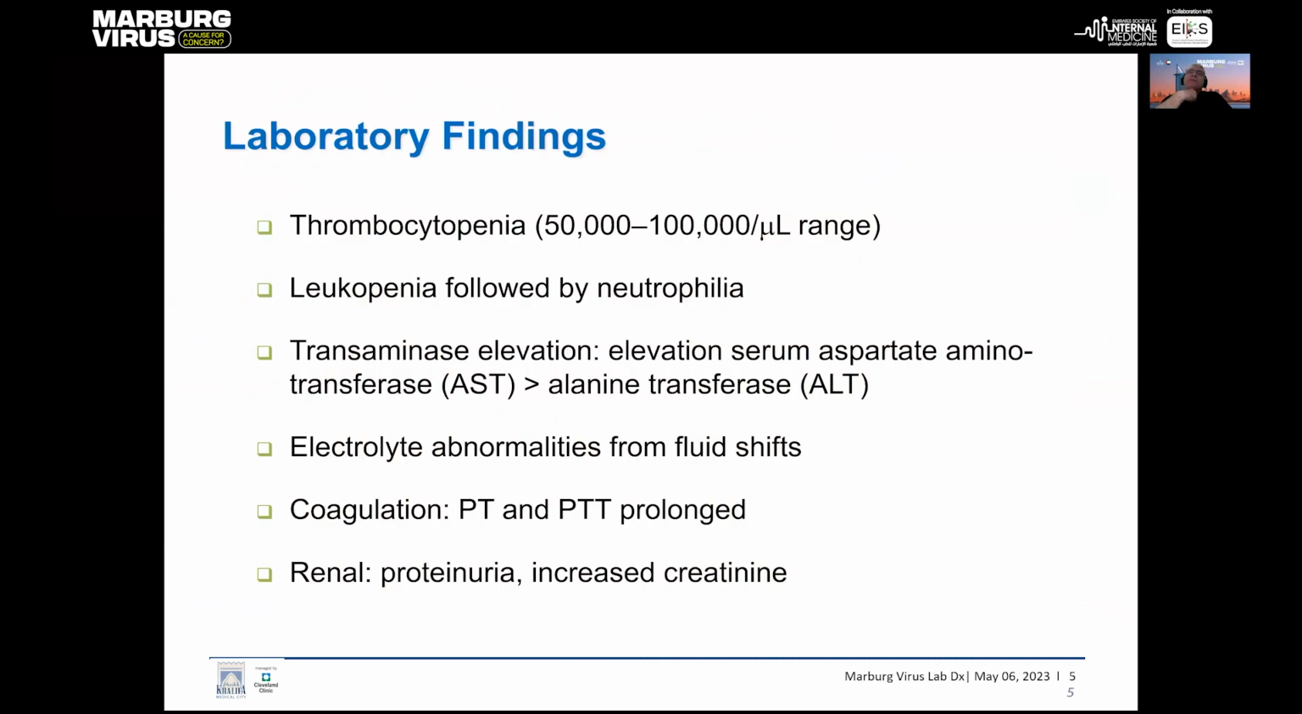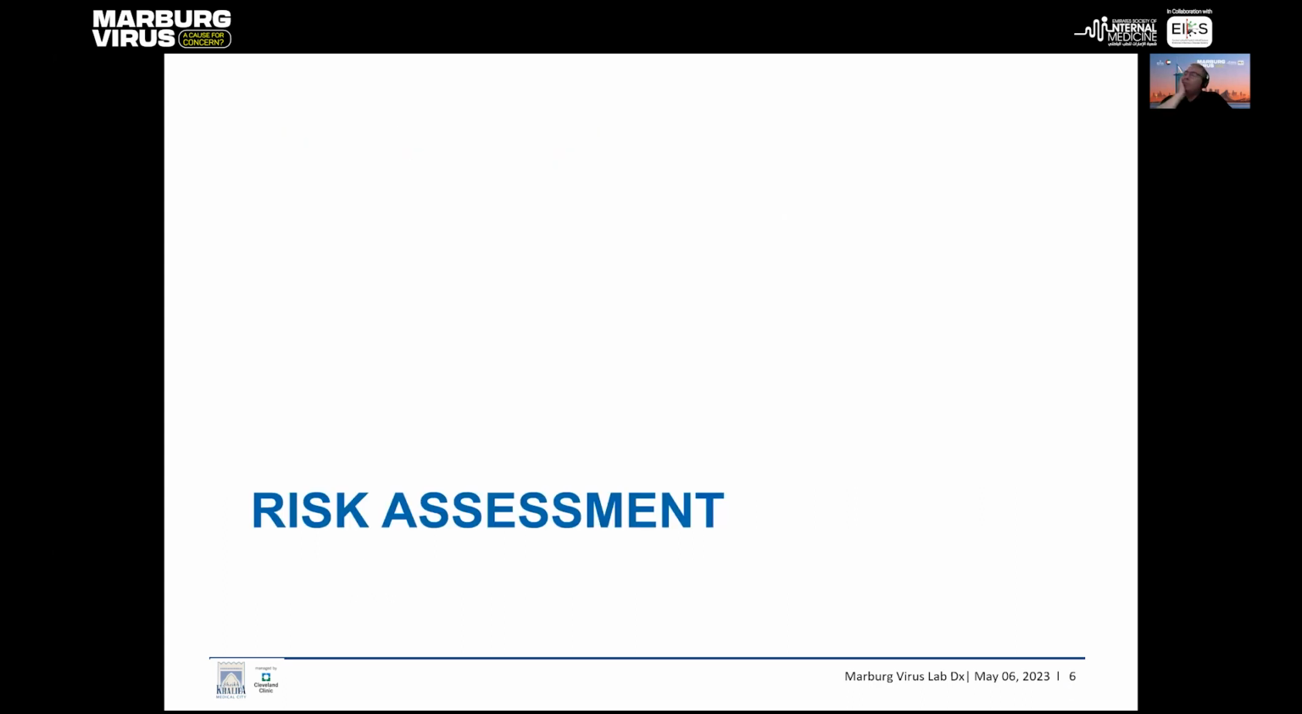Dr. Farhan already mentioned the laboratory findings, so I will quickly skip that. Thrombocytopenia was mentioned, and the leukopenia followed by leukocytosis. I would also like to point out the electrolyte abnormalities because of the significant fluid shifts that you see because of the bleeding. But what I would like to emphasize also is the risk assessment, because of the nature and the infectiousness of the samples.